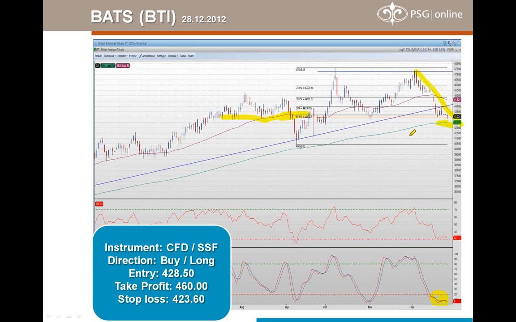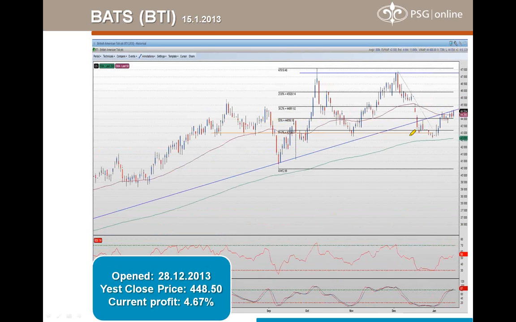Okay, so that was on the 28th of December. But 2 weeks later, you can see what happened with this trade. The market bounced.